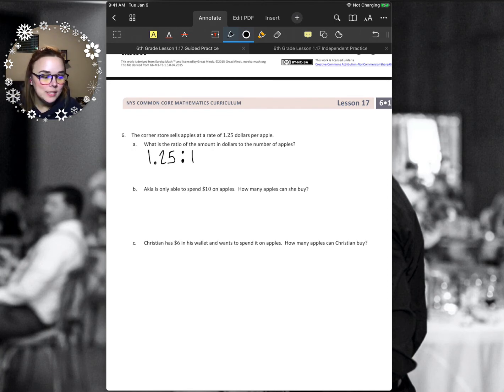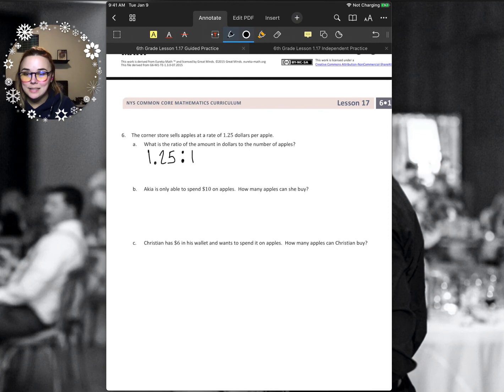So if she can only spend $10, we need to figure out how many apples she's able to afford. So we have $1.25. Well, I know that that's more than $1, right? Our rate is $1.25. So I know that she won't be able to buy 10 apples, right? Because if she were able to buy 10 apples, they could only be $1 each. So let's try multiplying. Let's try bringing that down a little bit.